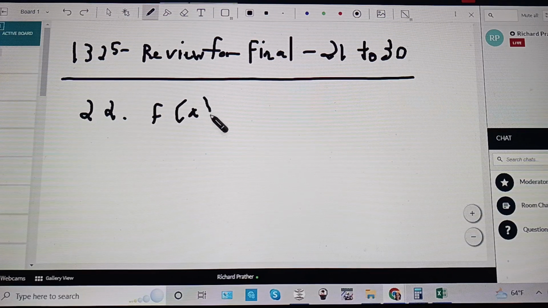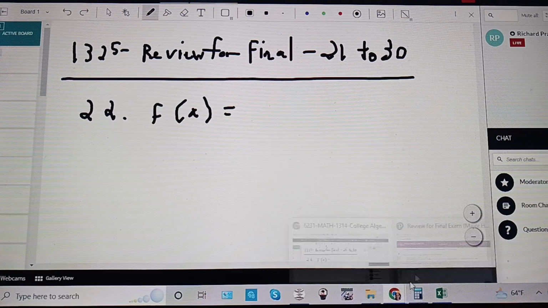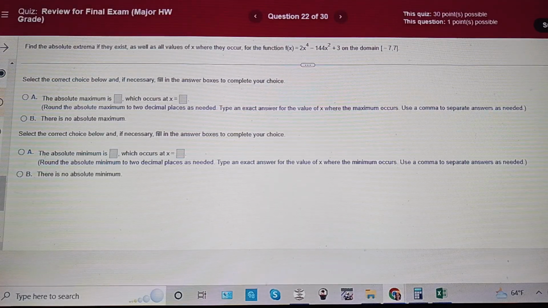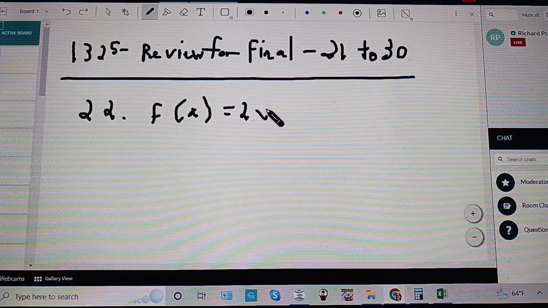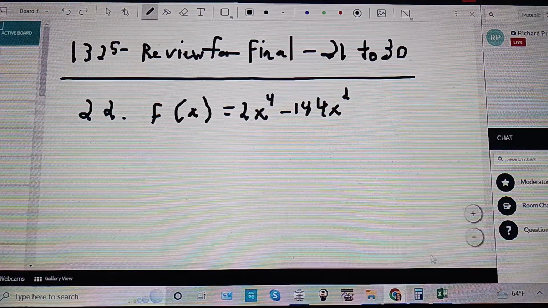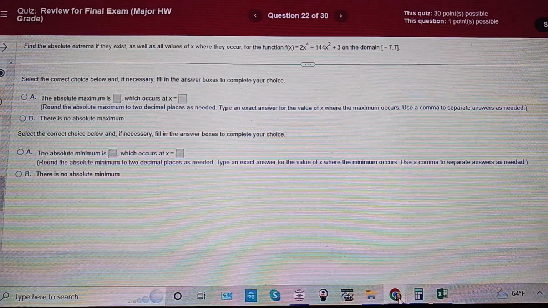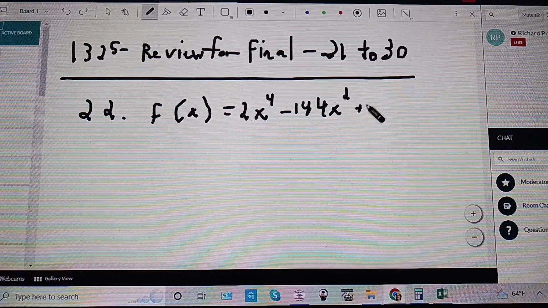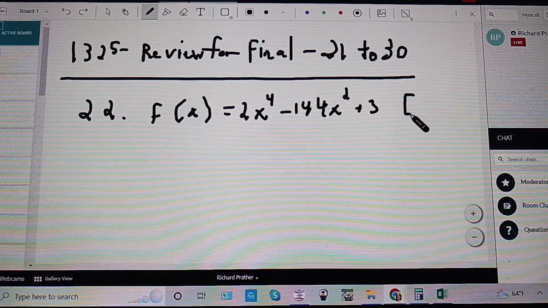So my original function is 2x to the 4th minus 144x squared plus 3. And I only care about the closed interval -7 to 7.